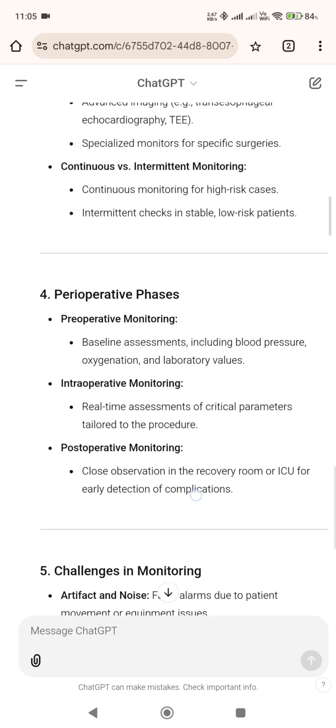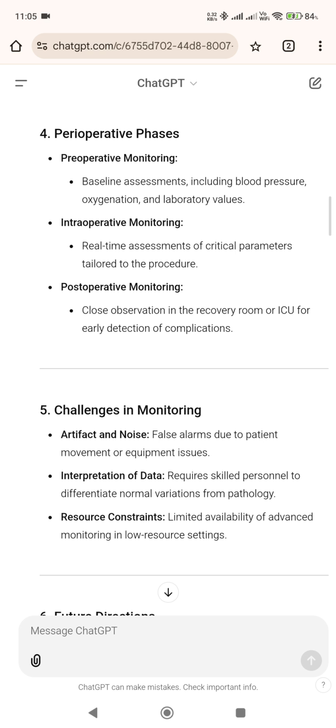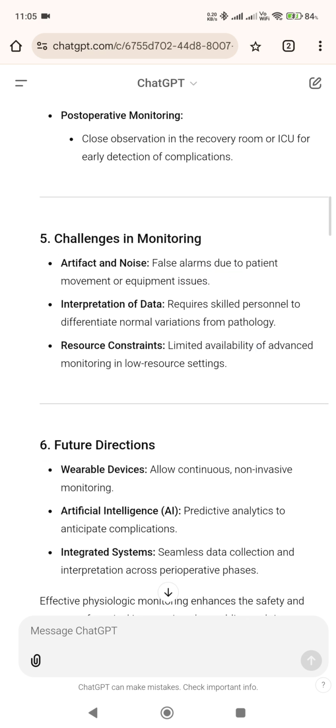4. Perioperative phases. Preoperative monitoring. Baseline assessments, including blood pressure, oxygenation, and laboratory values. Intraoperative monitoring. Real-time assessments of critical parameters tailored to the procedure. Postoperative monitoring. Close observation in the recovery room or ICU for early detection of complications.